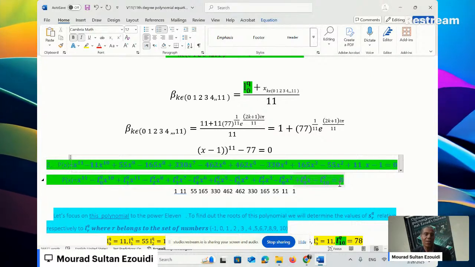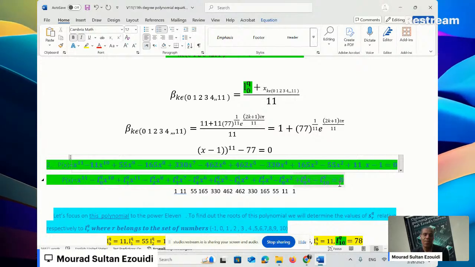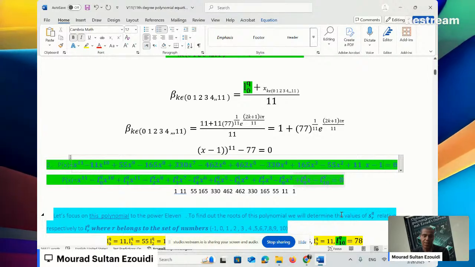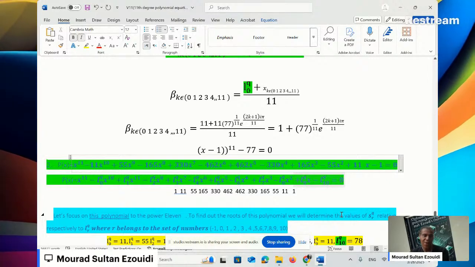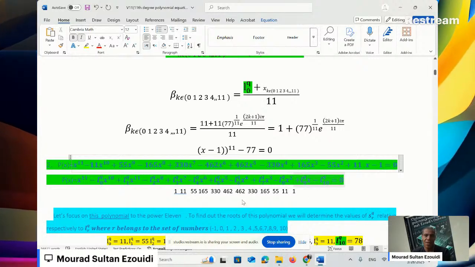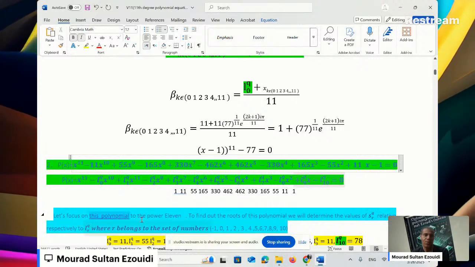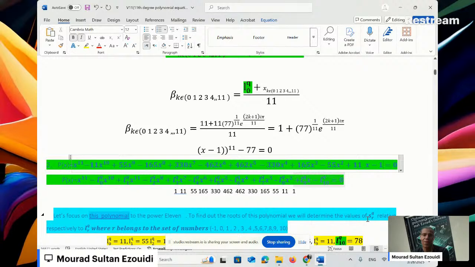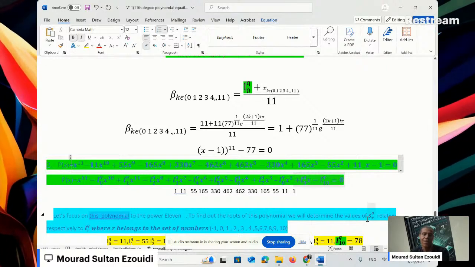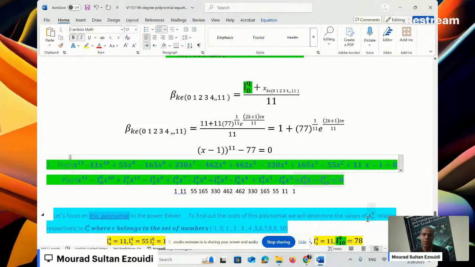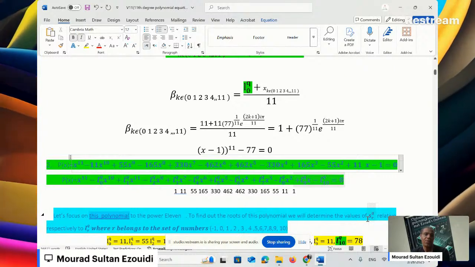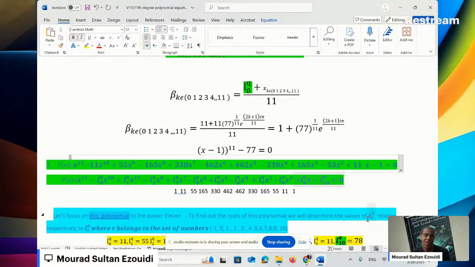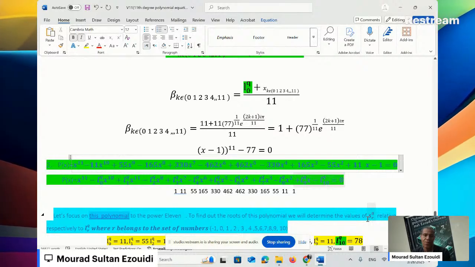So it's me, Mourad Sultan Ezouidi, the pioneer, Indonesian mathematics teacher, now working with his own theorems that will lead you to find the exact roots. So as you can see, let's focus on this one, x to the power 11. To find out the roots of this polynomial, we will determine the values of s_r for the cube, where s_r means the coefficients of the new 11 degree equation, relative respectively to l_r for the cube, where r belongs to the set of numbers minus 1, 0, 1, 2, 3, 4, 5, up to 10.